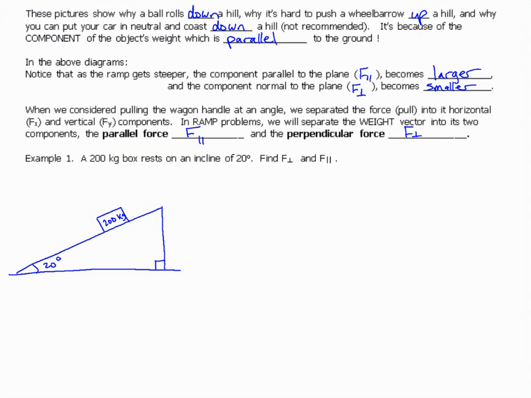And the first thing we'll do is find the weight. So this is the weight. So that's Fg, the symbol for weight. And it is 200 kilograms in mass times 10 for gravity. The weight here is 2,000 newtons.